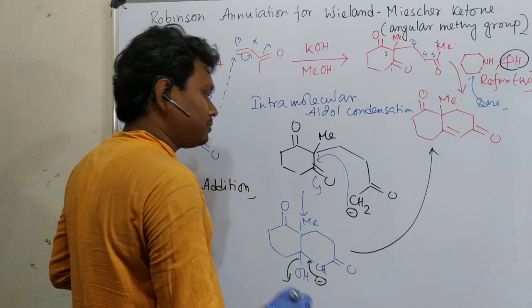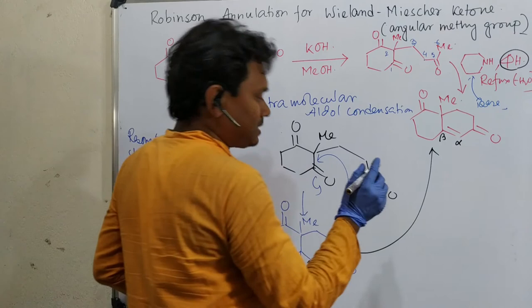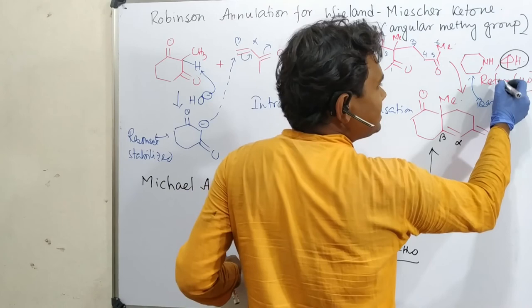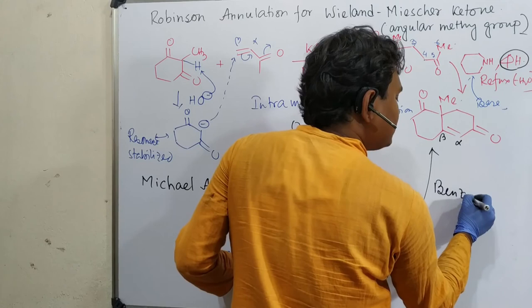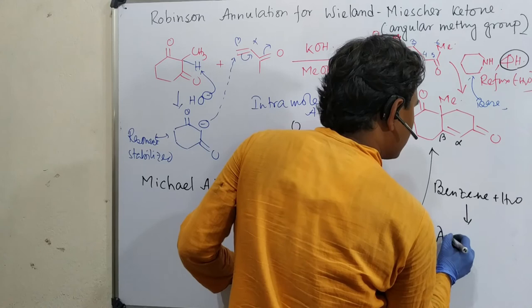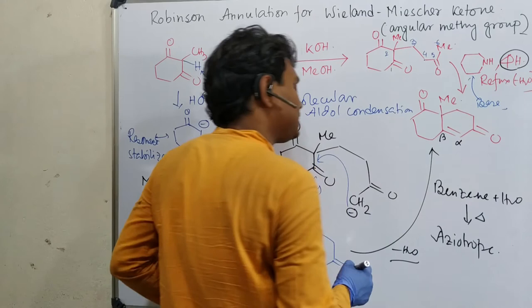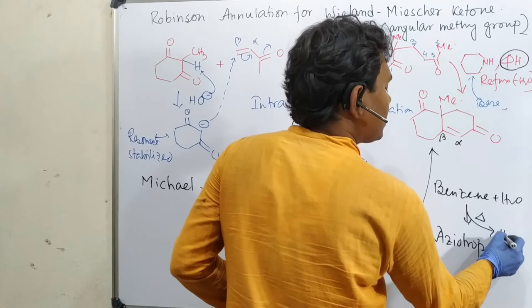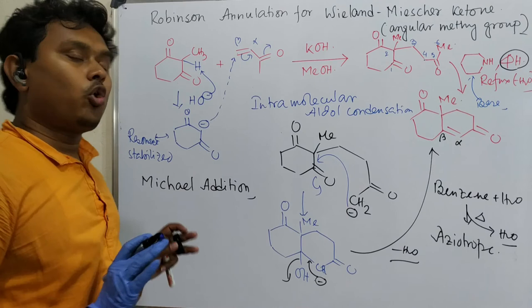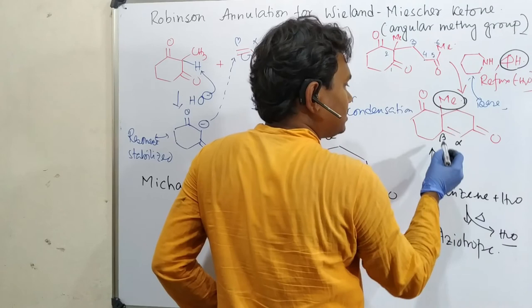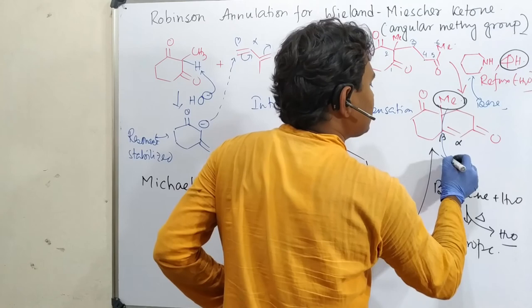So it will result in this compound, an alpha beta unsaturated carbonyl compound. This is alpha, this is beta. And what happens during this course? Water is produced. That water, along with benzene, forms an azeotrope. Under this refluxing condition, the water is eliminated. In this way water is eliminated and the reaction proceeds in the forward direction. So this is the overall discussion. And now see, this methyl is called the angular methyl.